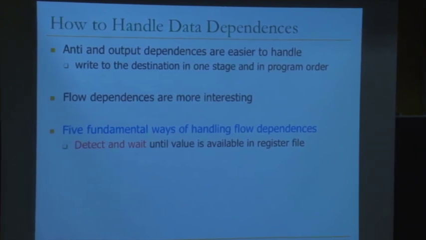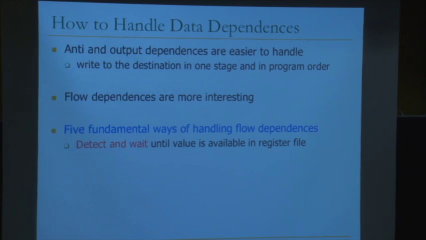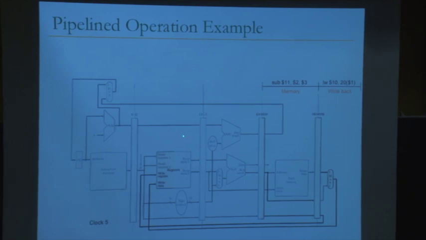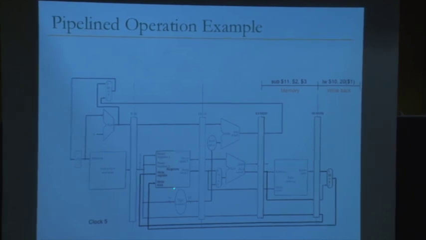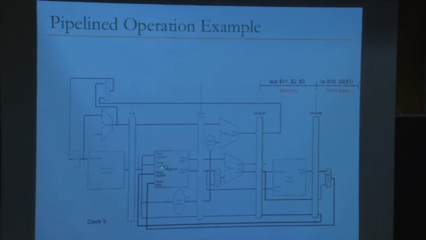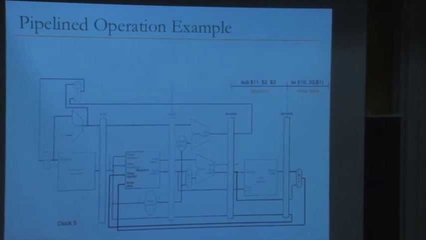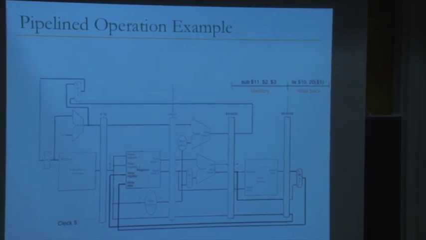You detect and wait. This is the worst possible you can do, right? What can you do if you detect? Well, here, one thing you could do is you detect that this subtract is dependent and wait until the value is written to the register file. But maybe something else you can do is you don't wait until the value is written into the register file, but you bypass the value. You forward the value when it's actually available, because the value is available before it's written into the register file. Value is actually available right here, right?